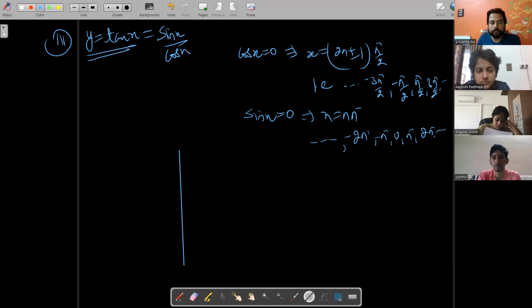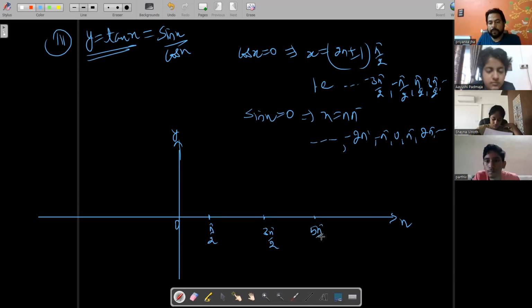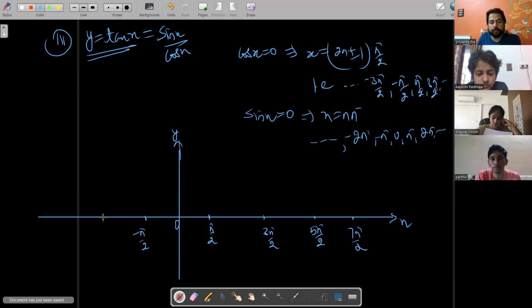This is your x-axis. This is your y-axis. This is 0. This is pi by 2. This is 3 pi by 2. This is 5 pi by 2. This is 7 pi by 2. This is minus pi by 2. This is minus 3 pi by 2 and like that.